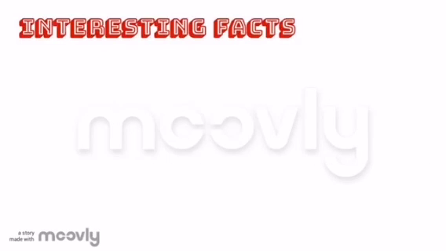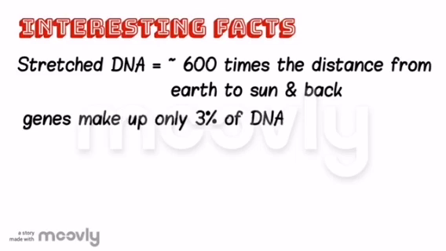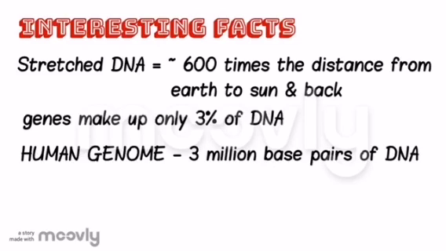Interesting facts of DNA. If the DNA is stretched, it could cover the distance of the Earth and the Sun and back, approximately 600 times. Genes make up only about 3% of DNA. The human genome contains 3 billion base pairs of DNA. Only 0.1% are unique.